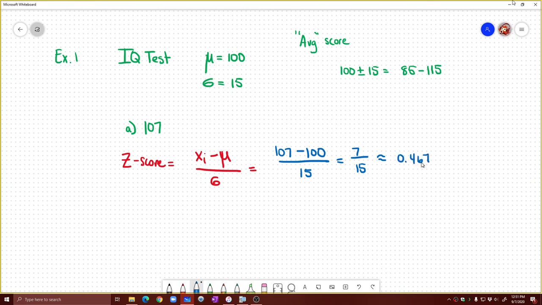So then what does this mean? This score is 0.467 standard deviations above the mean. That's what we're doing: we're standardizing that distance. We're not just saying, hey, I'm 7 points above the mean. Well, depending on the standard deviation, that might be significant, it might not be.